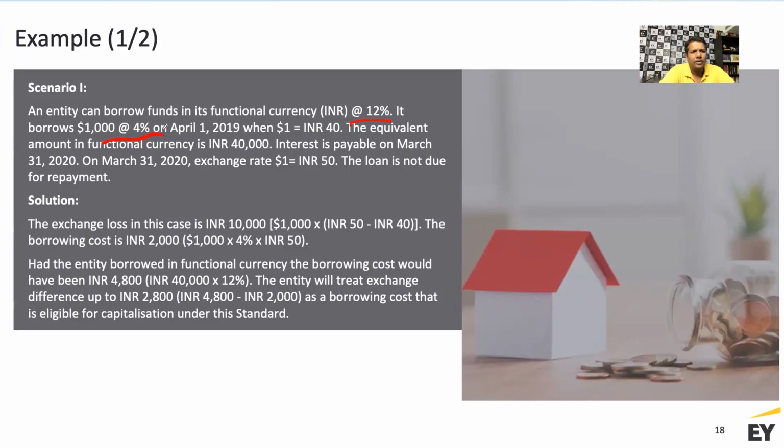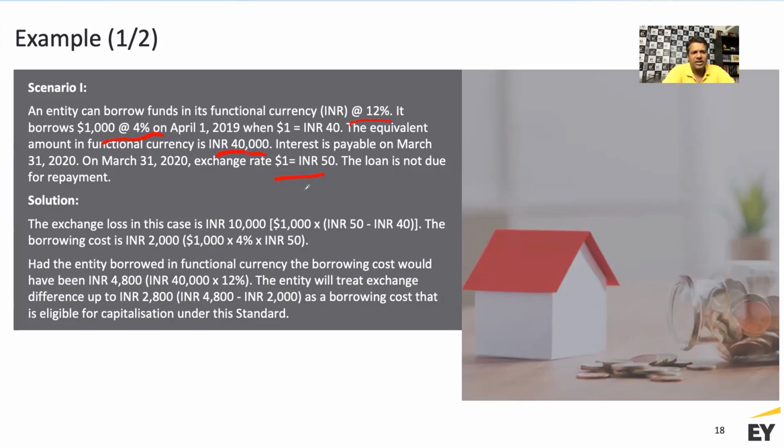The equivalent amount in functional currency is nothing but INR 40,000, right? Which is 1,000 into 40, is 40,000. Interest is payable on March 31st. On 31st March 2020, the exchange rate now equals INR 50. The loan is not due for repayment, right? Now the rupee dollar has moved from 40 to 50. It's a very, very substantial movement, right? 25% is the erosion in value of rupee vis-a-vis dollar, right?